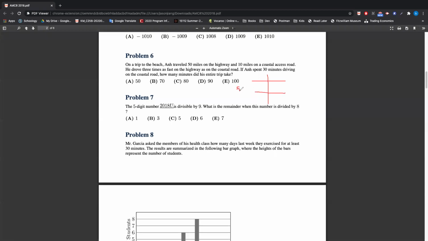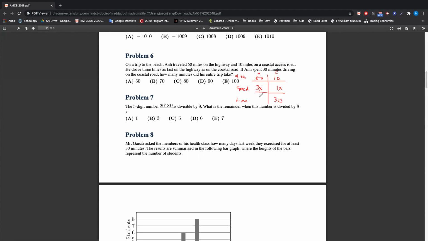So we can have 1 for speed, and let's call this column the highway, and let's call this one the coast. Right, so he's going 3 times faster on the highway. On the coast, he's only going at 1 times his coastal speed. Highway is 3 times his coastal speed. And his time, he spent 30 minutes on the coastal road. And then we have the distance finally. So I had 50 miles on the highway and 10 miles on the coast.